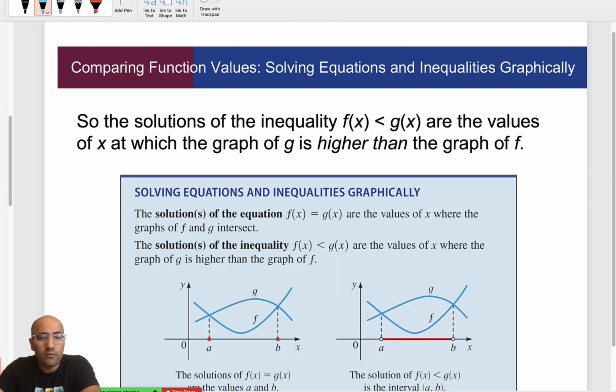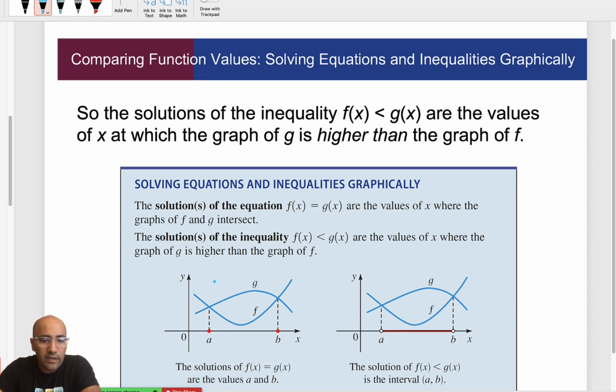Good. So, for example, if we have a g function and an f function, we can easily tell from the graph when they cross there and they cross there. That means at x equals a, f of a and g of a equal each other. Write that down. At this point right here, this is a point where f of a equals g of a.